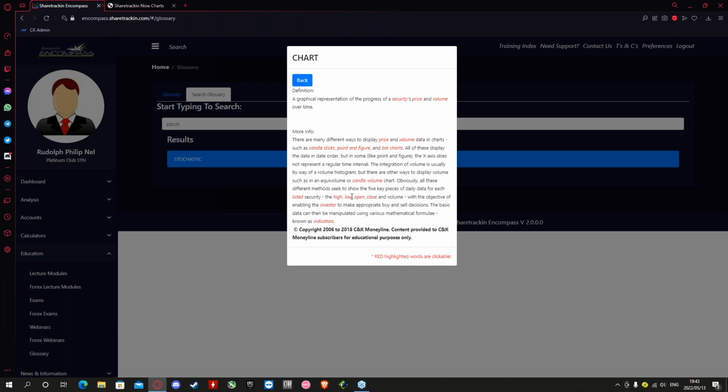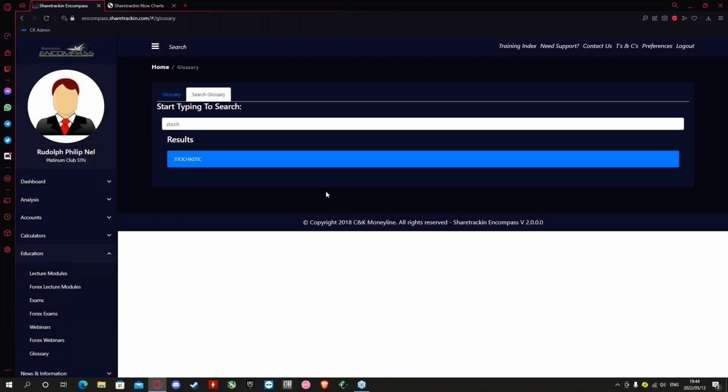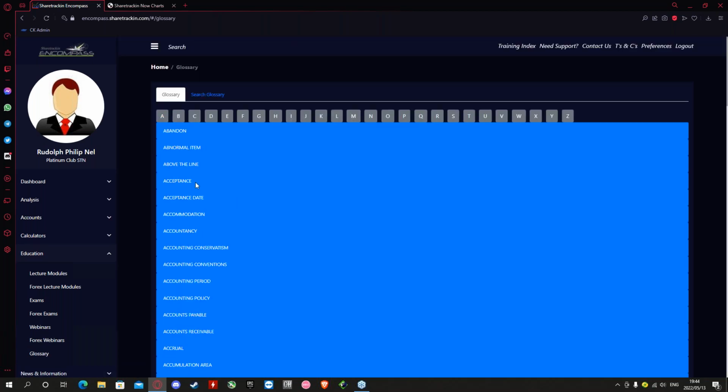Or click on chart, and it explains to you what a chart is. All right, so every one of these red words would give you a description. Some of them don't, some of them are only red, but you can obviously go and Google some of those words as well, to see what they mean if you click on it and it doesn't give it to you. But most of the JSE words are already listed on this list. So this is your dictionary to the JSE.